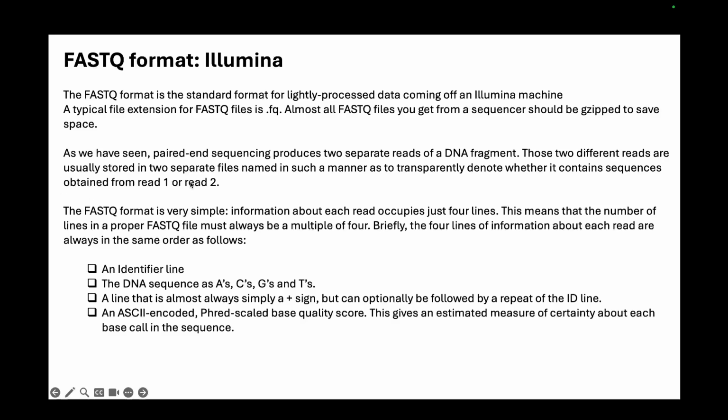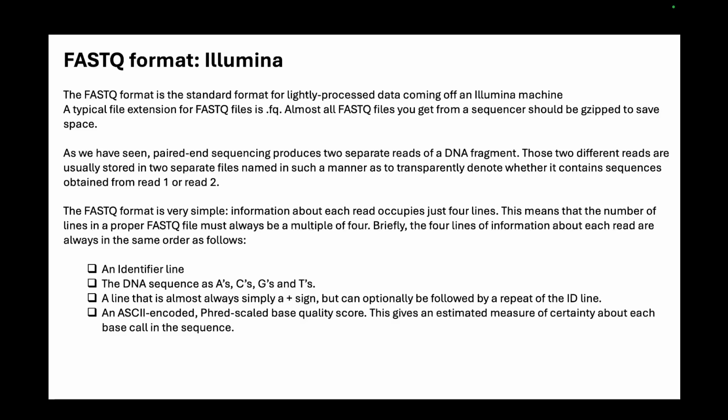So as we have seen, paired end sequencing produces two separate reads of the DNA fragment. If you remember Illumina, it sequences from both ends of a read. So it sequences from 5' to 3'. It also sequences from 3' to 5'. So basically, for the particular read, you have two readouts. For a particular region of the genome, you have two reads, from this end and from this end as well. Those two different reads are usually stored in separate files named in such a manner as to transparently denote whether it contains sequences obtained from read 1 and read 2.